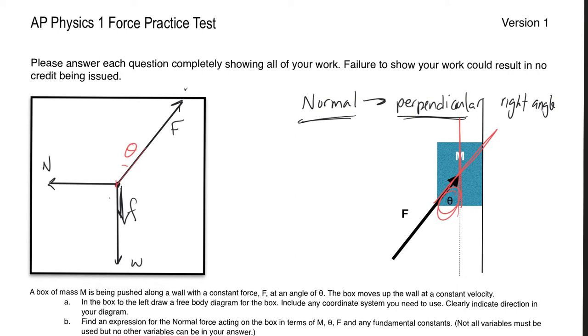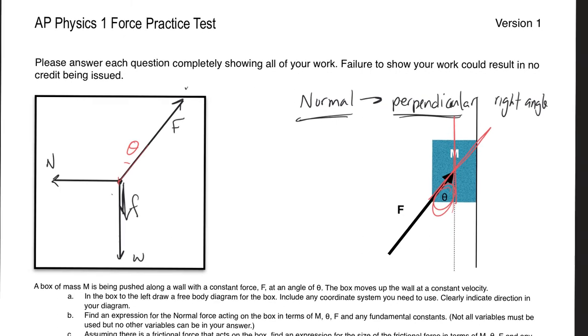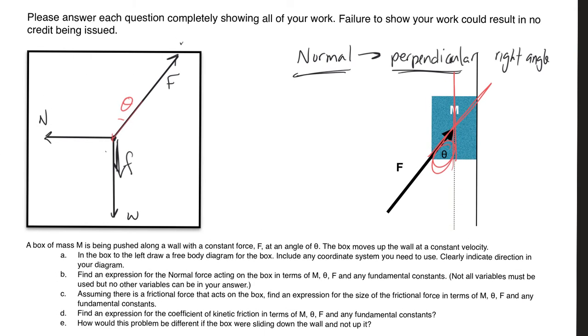Now, again, I don't know if I'm supposed to put friction in there or not. I didn't read the problem very closely. So I guess I should read the problem closely. Assuming there is a frictional force, I see that in part C, so probably I should include friction.